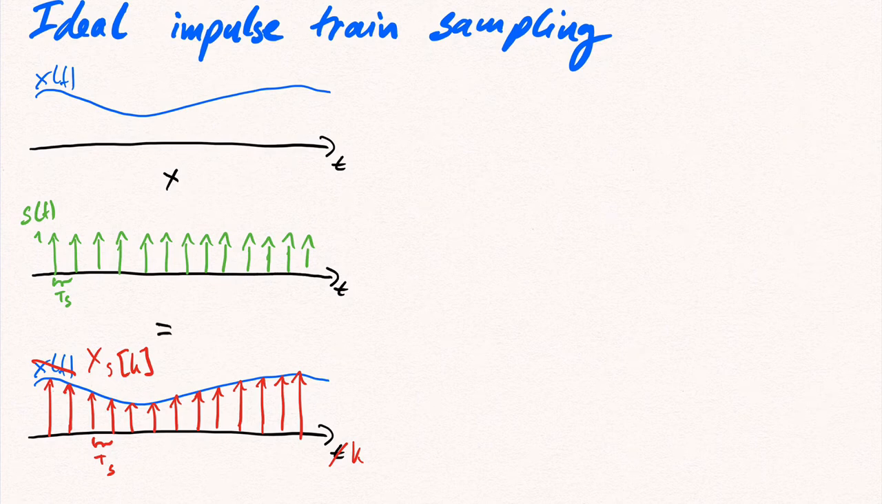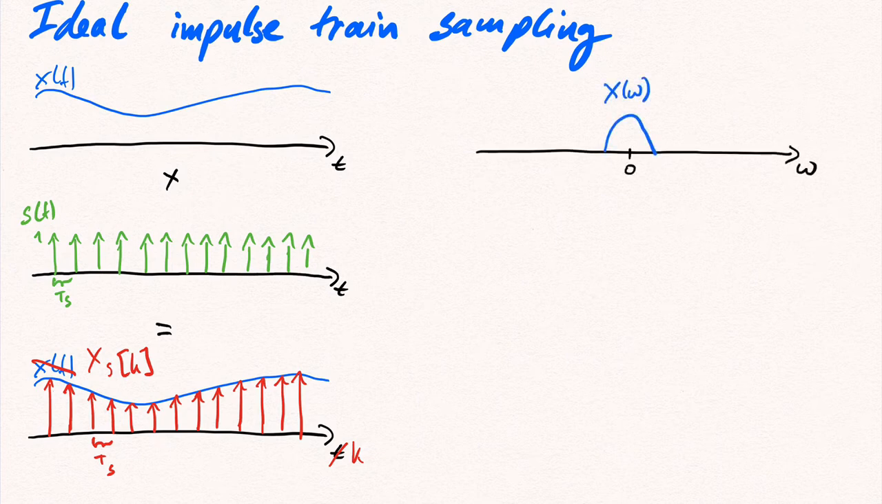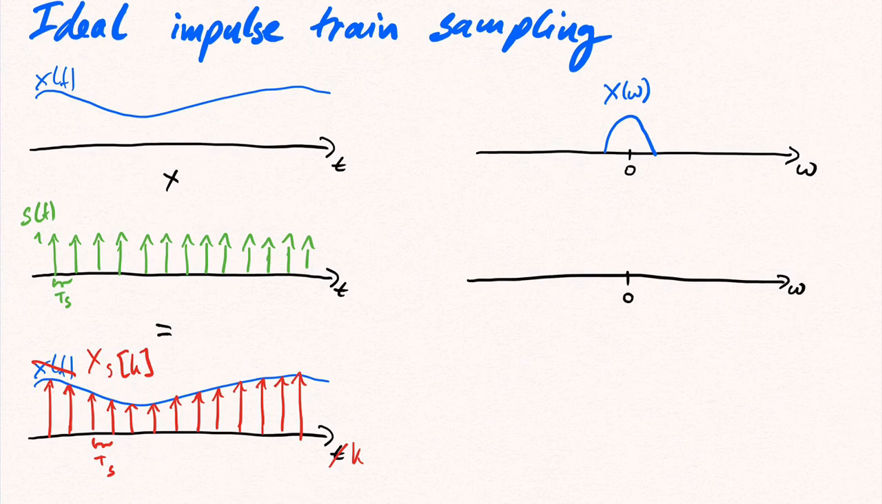To understand later on how sampling can go wrong, let's go into the frequency domain and let's assume that the Fourier transform of our signal x of t is called x of omega and might look like this. Also, the sampling train has to be transformed into the Fourier domain. This yields the signal s of omega, which itself is also a pulse train in the frequency domain, but this time the pulses are omega s apart, where omega s is equal to 2 pi divided by Ts.